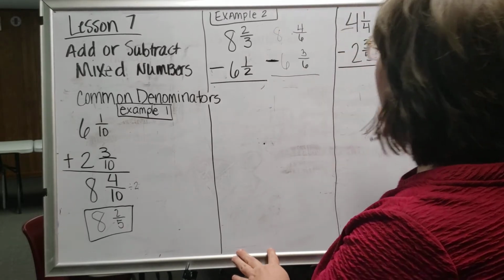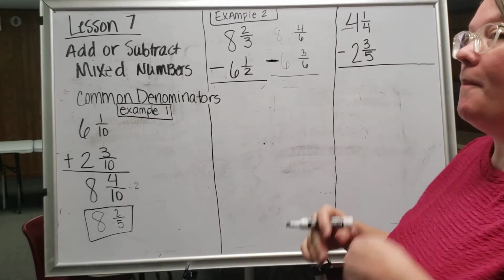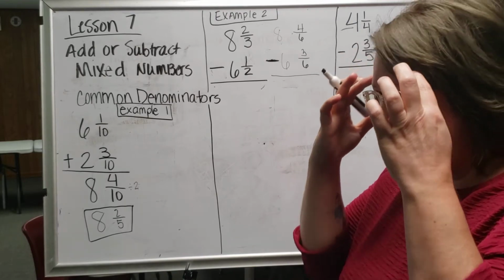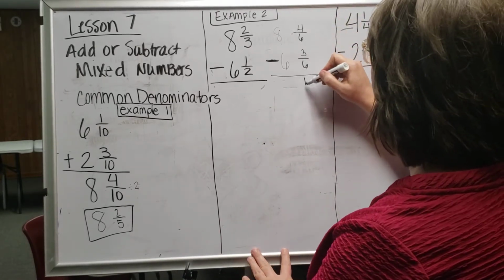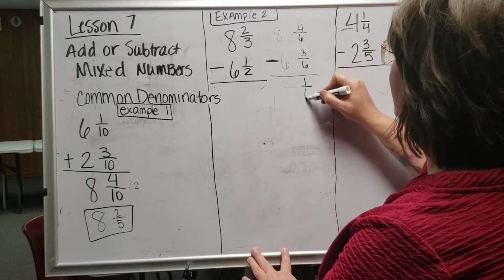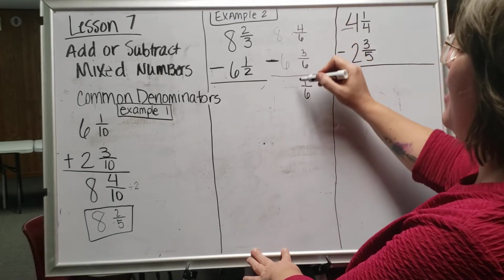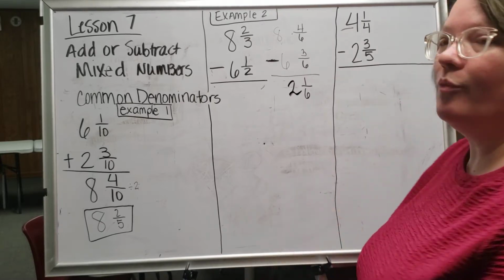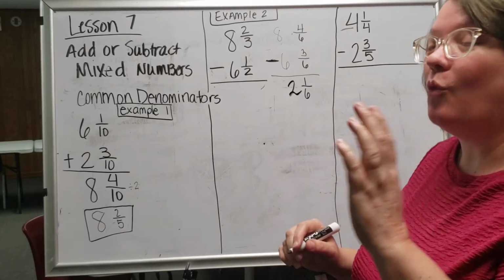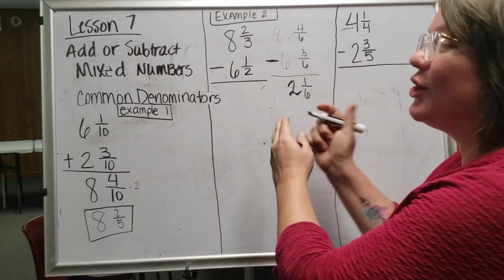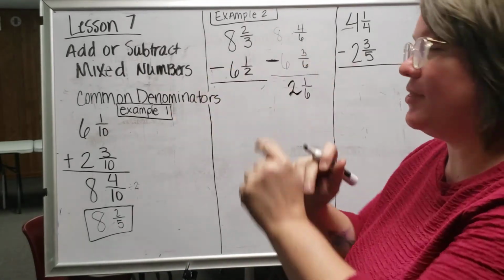Now we know that this is subtracting, okay? So make sure you keep your mind focused, okay? 4 minus 3 is 1. The denominator stays the same. And then 8 minus 6 is 2. So here we have our answer of 2 and 1/6. It's in lowest terms. Yay! So we get to keep it there.